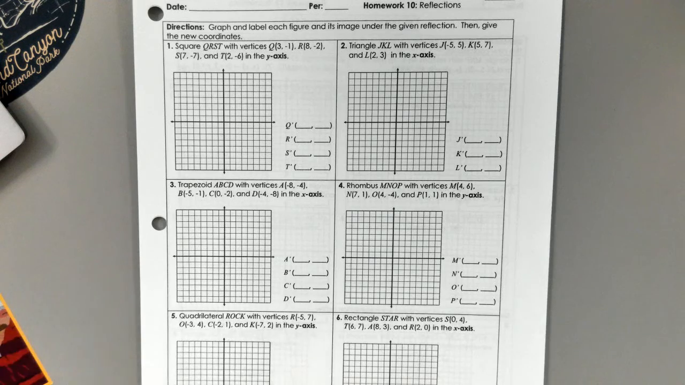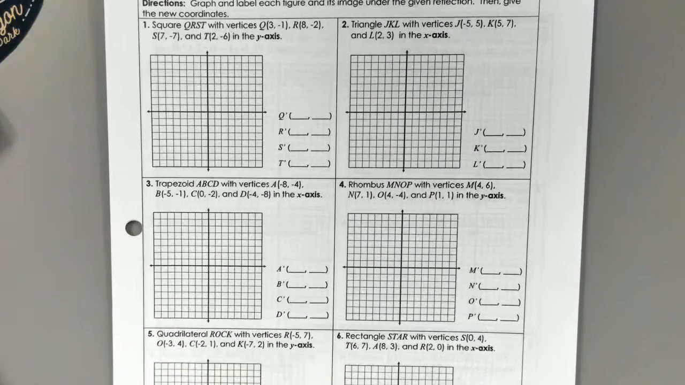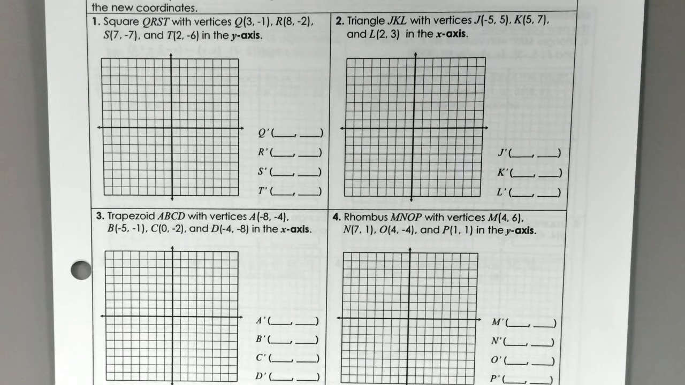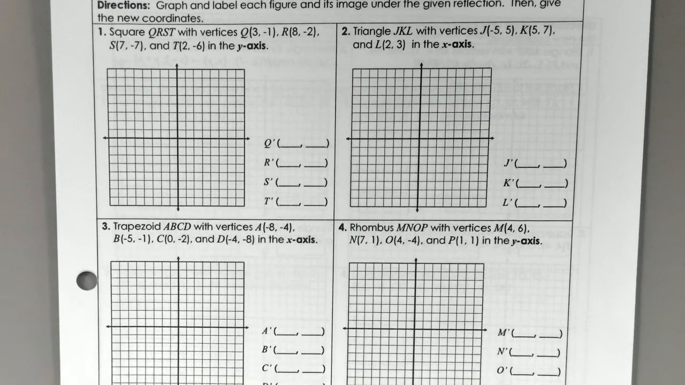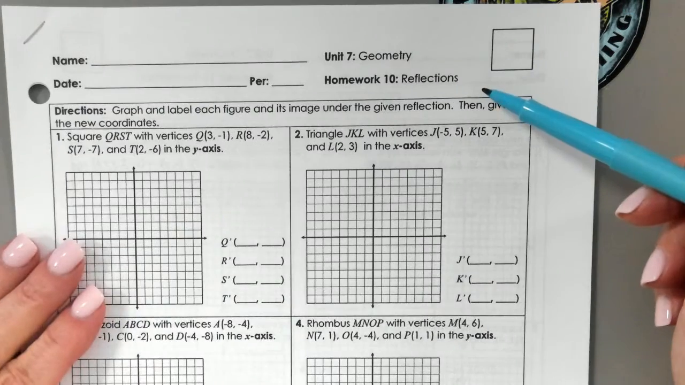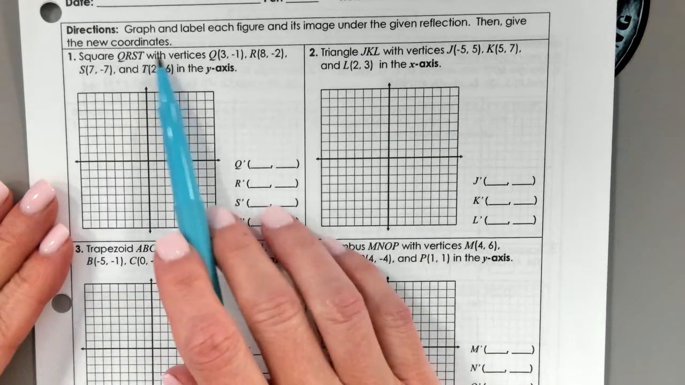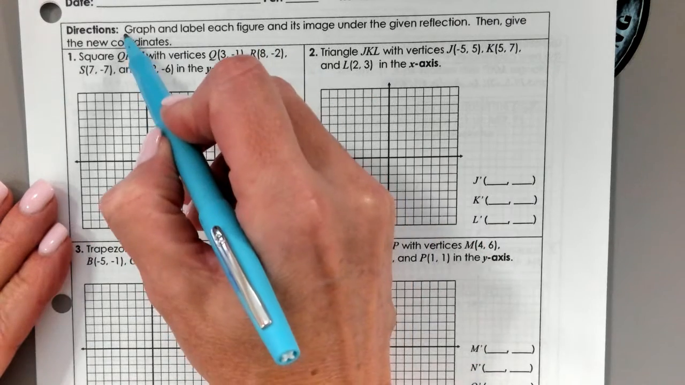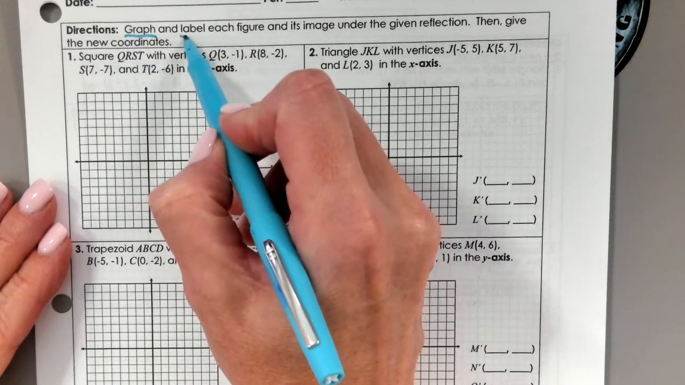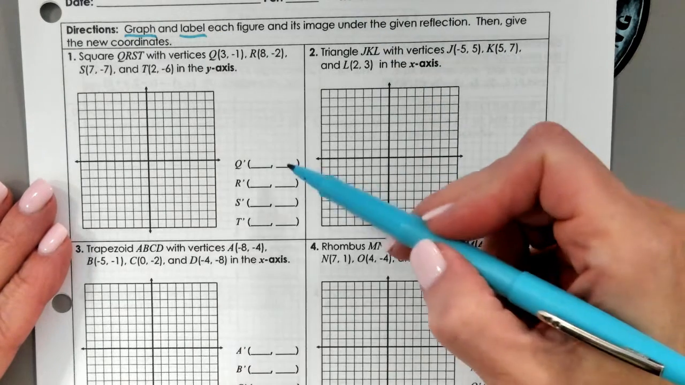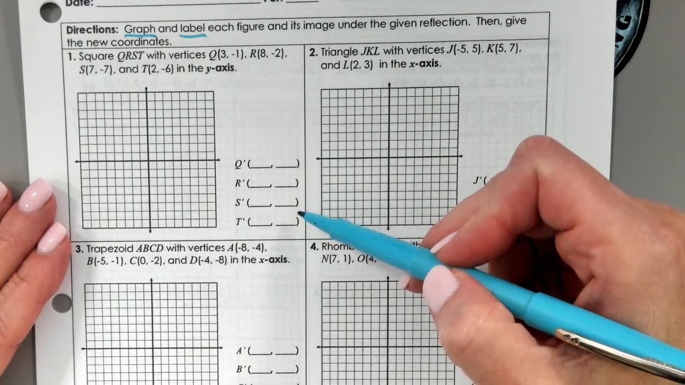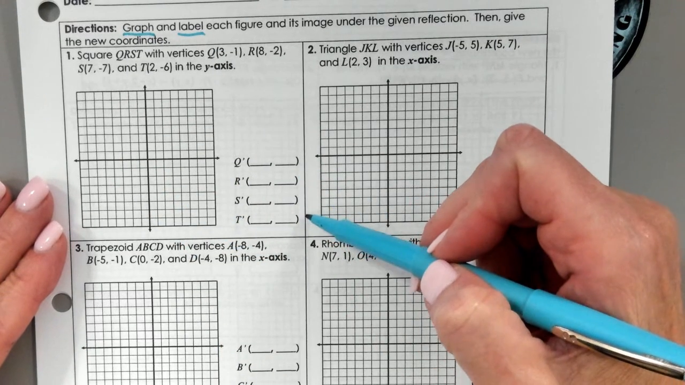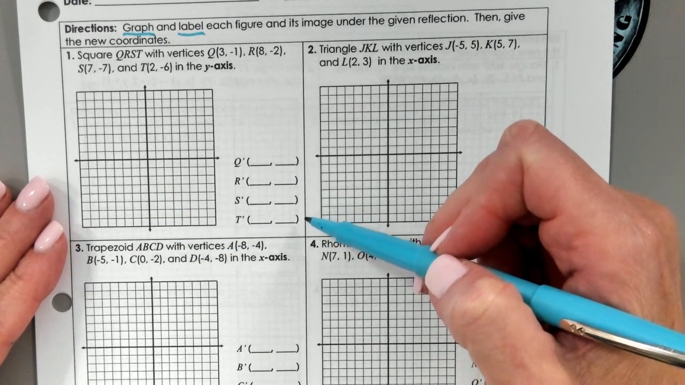All right, so let's look at the first one. It says that you have a square QRST with the following vertices. Okay. All right, now this page is about reflection, so that's what I'm going to do. It says here in the directions, graph and label each figure. So I should see each figure graphed and labeled and your ordered pairs here. Do not give me this paper with nothing drawn and only the ordered pairs. I will hand it back to you, and so will Miss Hardison.